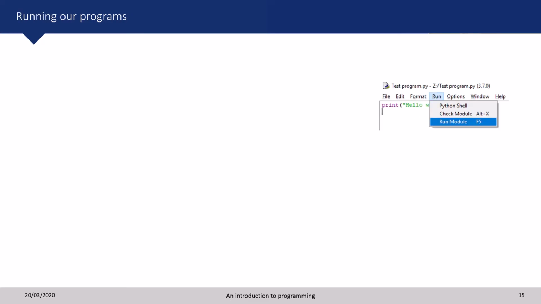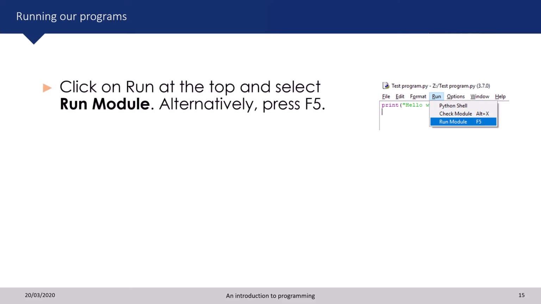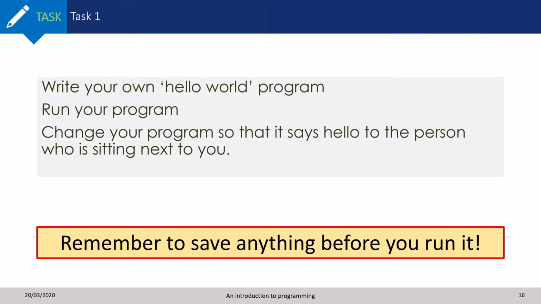When you've written that, what I'd like you to do is go up to Run, then Run Module, or you can press F5. It will ask you to save. Make sure to save. Okay, so now you're going to write your own Hello World program and then run it. Then you're going to change your program so that it says hello to the person who is sitting next to you. Remember to save everything before you run it, so that it doesn't just save into a simple Python directory on your computer. Alright, make sure to save it.